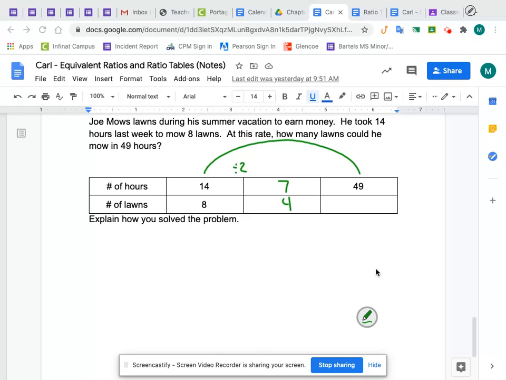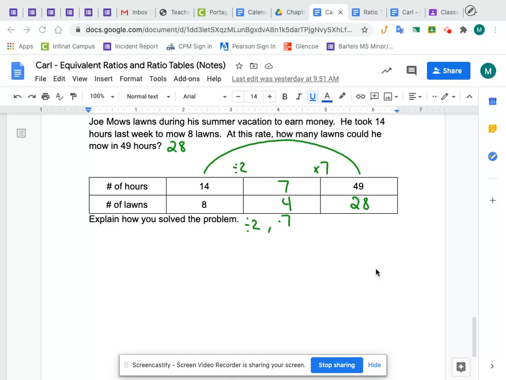Then 7, and I said it was times 7 to get to 49. 4 times 7 is 28. So he would mow 28 lawns in 49 hours. And so I divide by 2, and then I multiply by 7.